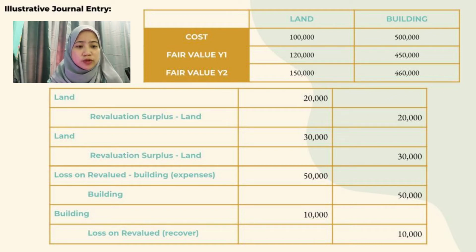The same goes for the fair value for year 2. The fair value for year 2 is more than the cost. So we will debit land and credit revaluation surplus.